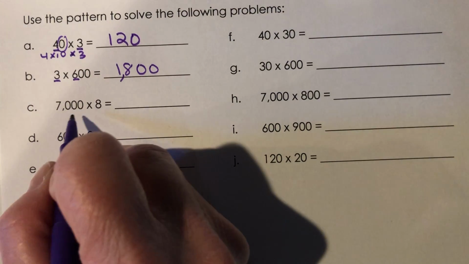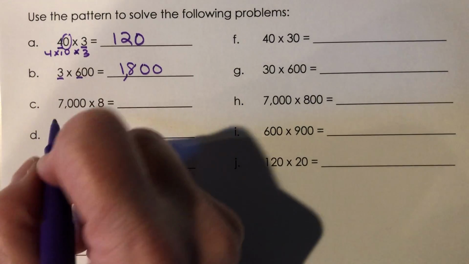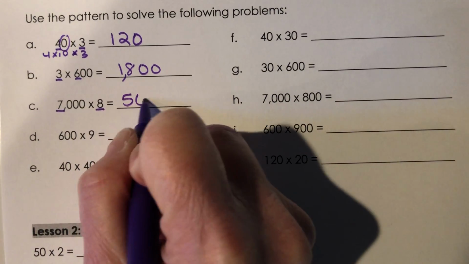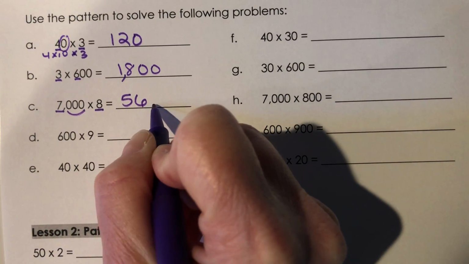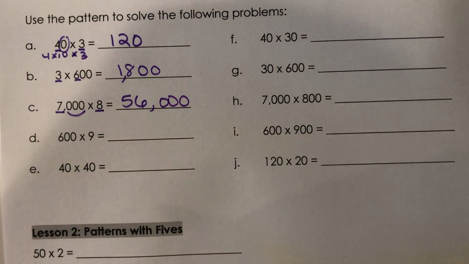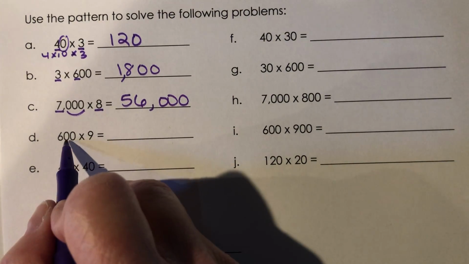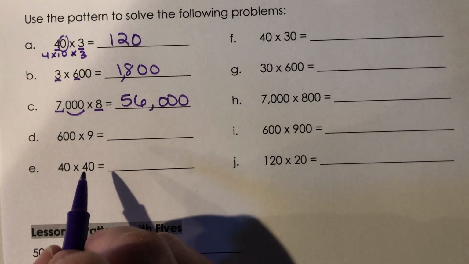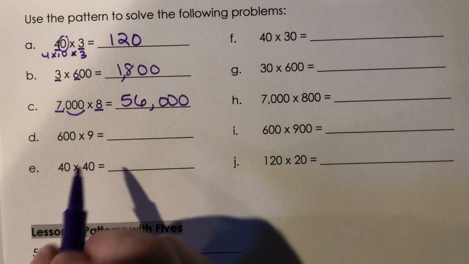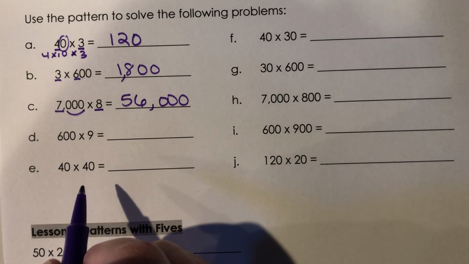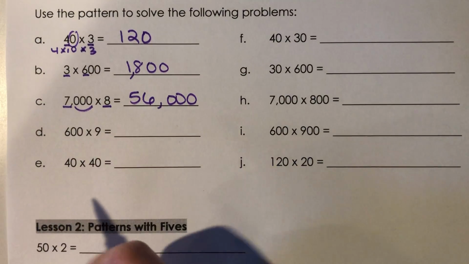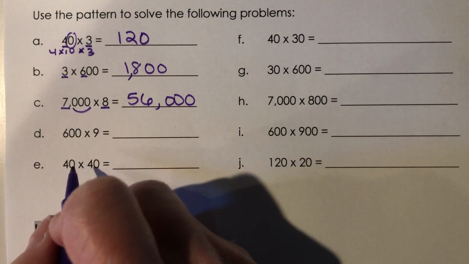For letter C, I have 7,000 times 8. I'd multiply my non-zero digits. 7 times 8 is 56. And then I have 3 zeros. Letter D, 600 times 900. So why don't you go ahead for these and pause and try it, and then press play after each one to make sure that you're right. Don't try all of them. I want to make sure you're on the right track, so one at a time. So you do 600 times 9, press pause, and then press play when you're done.